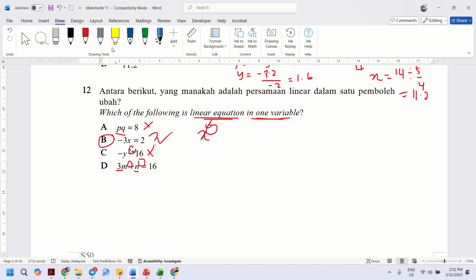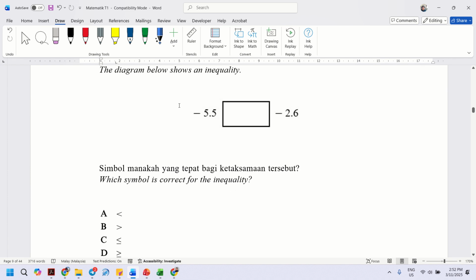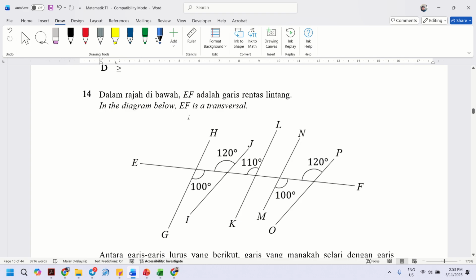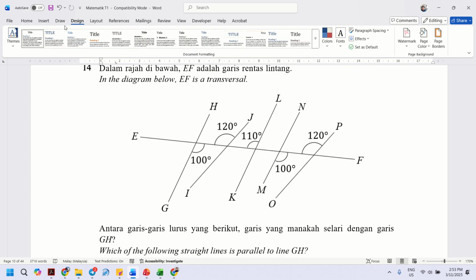Next, this one is the easiest one, but some 3, 4 of you got it wrong. Negative 5.5 is less than negative 2.6. Even though the number looks bigger, the value is lower. Next, question 14.